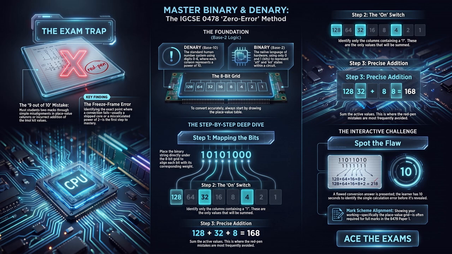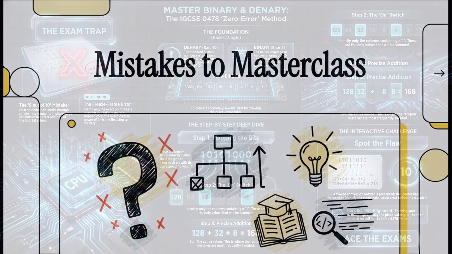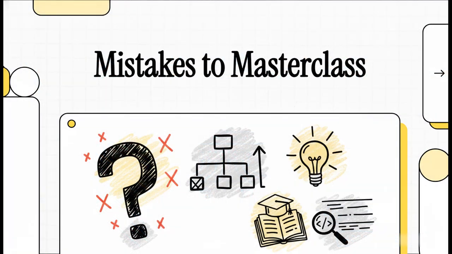Watch this. 9 out of 10 students quietly lose marks on literally the absolute simplest concepts in their IGCSE computer science exams. And it happens in exactly the same way every time. Honestly, it completely sabotages their final grade. Well, we're going to change that. Let's look at these mistakes before you actually make them in the exam hall.